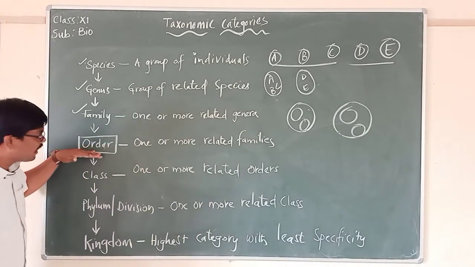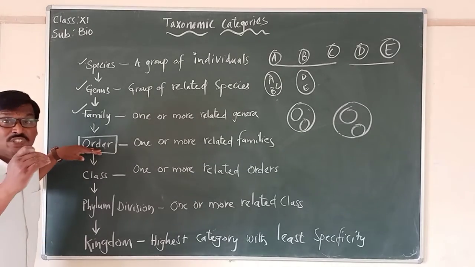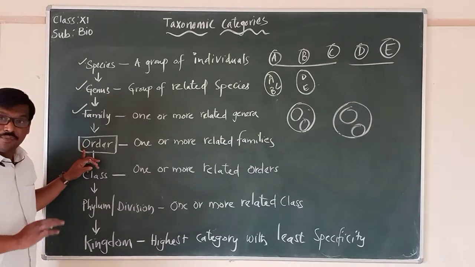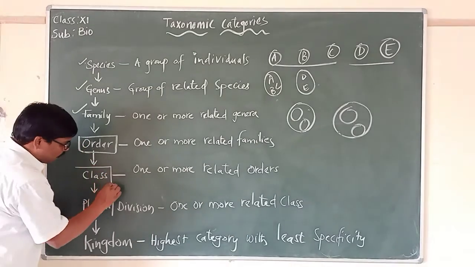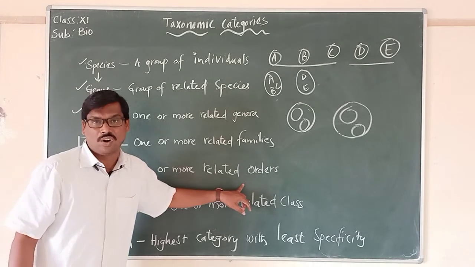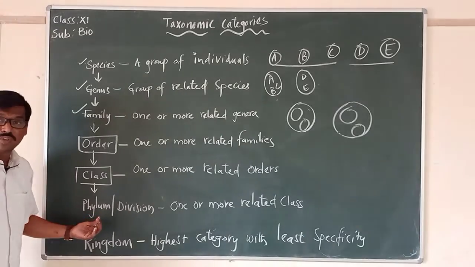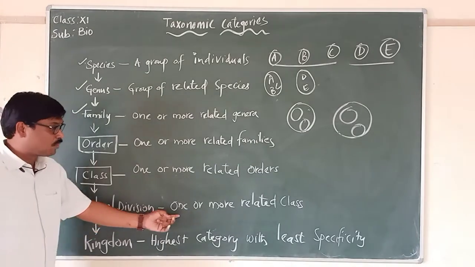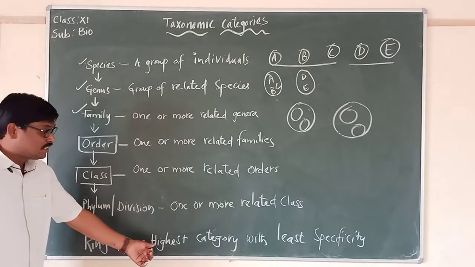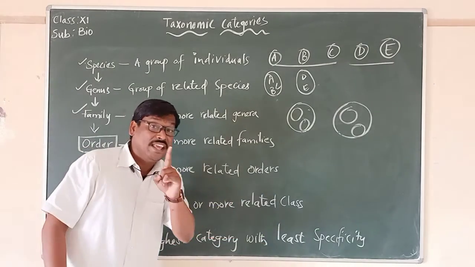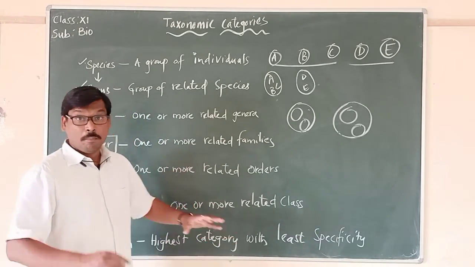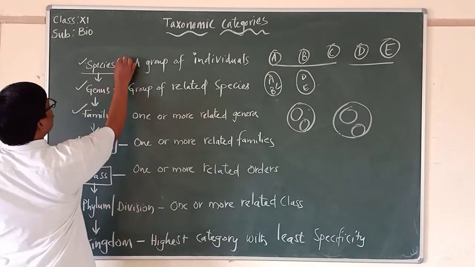So this is a higher category. Order is a higher taxonomic category than what? Species, genus and family. And in the next video we are going to discuss about the class. What is a class? One or more related orders. And followed by we are going to look at phylum division. This is nothing but one or more related class. And the last is the kingdom, which is the highest category with the least specificity. Means less similar characteristics will be seen. More similar characteristics will be seen in the species.